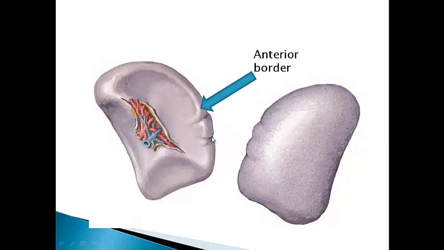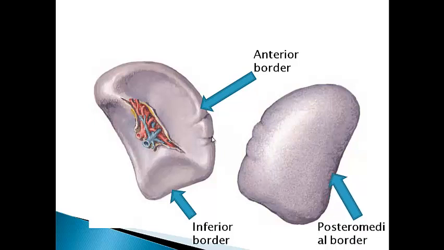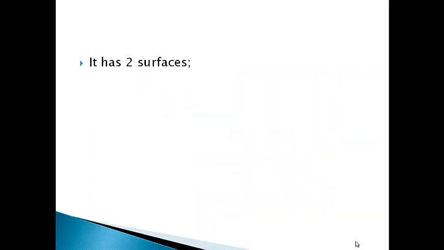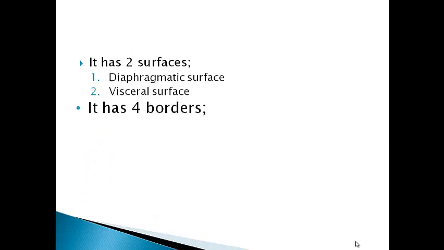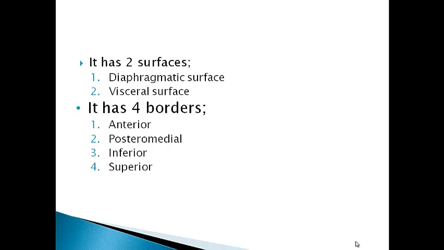The other borders of the spleen are the inferior border, which is usually found lower down. Then towards the back, you've got something called the posteromedial border. Sorry, I didn't fix that font size. And you've also got a superior border. So remember, the spleen has two surfaces, which are the diaphragmatic and visceral surfaces, and it has four borders, which are the anterior, posteromedial, inferior, and superior borders.